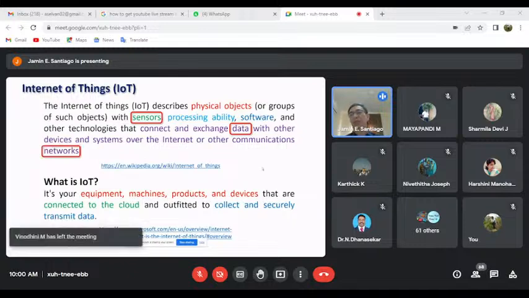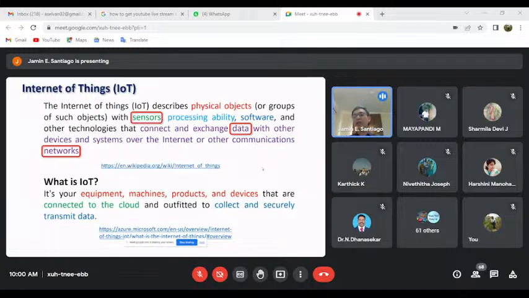So the Internet of Things is not actually the precise term for these devices, because we are not required to connect to the Internet only. We can connect to any other communication networks. So the main thing that we can get from this definition is that we must have sensors, then we must have the data coming from the sensors, and this data must be transmitted over networks.